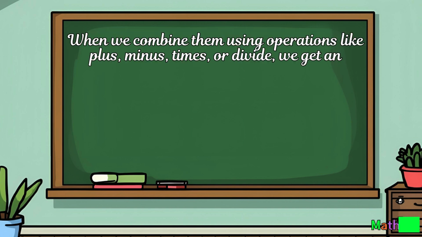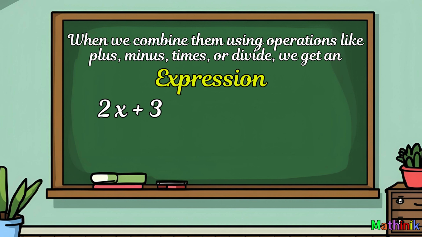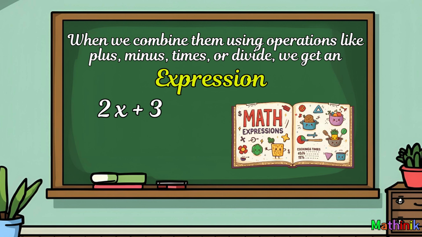Okay, now that we know variables and constants, let's mix them together. When we combine them using operations like plus, minus, times, or divide, we get an expression. For example, 2x plus 3 is an expression. It's like a recipe. Take 2 times whatever x is, then add 3. Yum! A tasty math recipe.